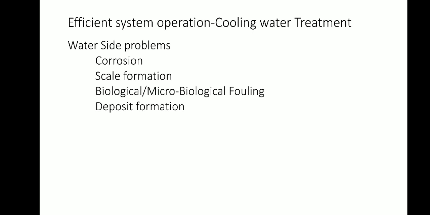Then efficient system operation. First one is cooling water treatment. Cooling water system is one of the critical utilities in power plants, process industries, and in air conditioning systems. The power plant performance and chiller performance have direct effect on energy consumption based on cooling tower temperature, which in turn is maintained by good cooling water treatment. The various problems in cooling water system and corrective measures required are discussed below.